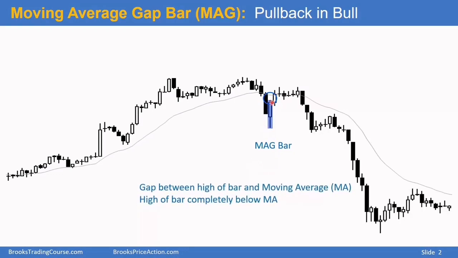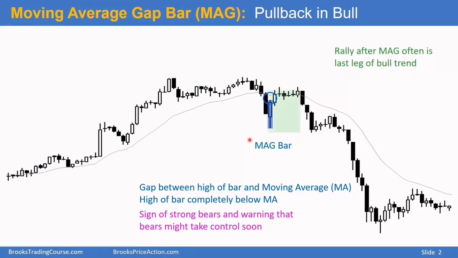You can see the gap, the space between the bar and the moving average. It's a warning that the bears are getting strong. They're strong enough now not only to get a close below the moving average, but an entire bar below the moving average. The rally after a gap bar is usually the final leg of the bull trend, and then the market either enters a trading range or you get a reversal.